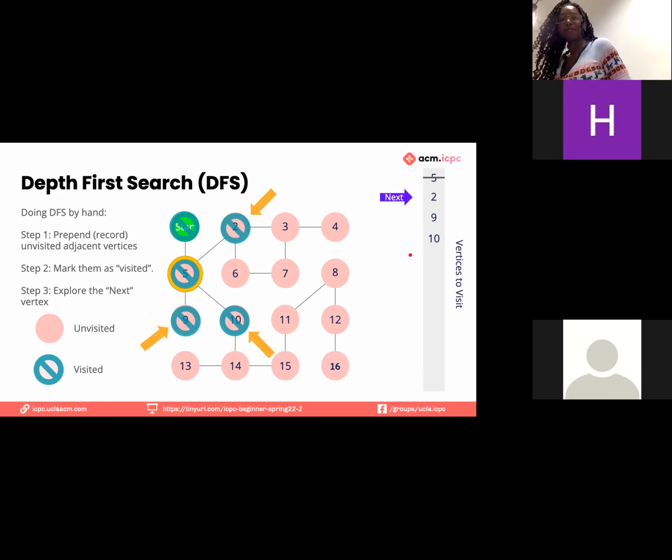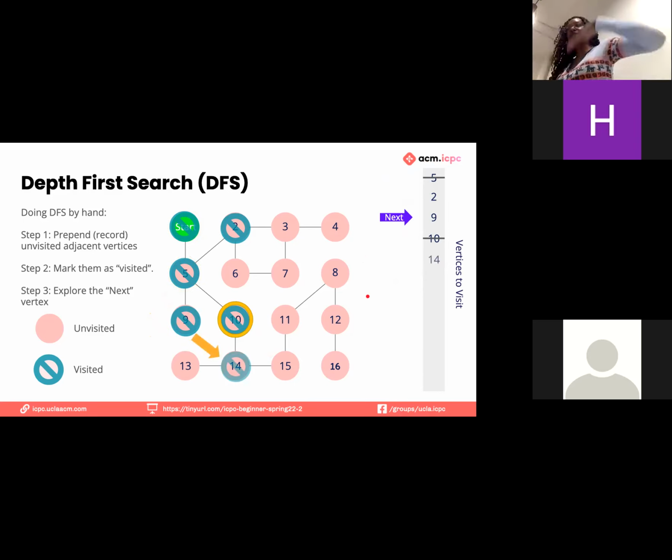But now what we're going to do is that since we looked at 10 most recently, we're going to go and look at 10 again. And we're going to say, what are 10's adjacent vertices? There we go. That would be 14. And so we're going to put 14 in. Now we know 14 exists. But we're going to be looking at 14 first because it's the most recent thing that we put in here. And so we're going to look at 14's adjacent vertices, which would be 13 and 15. And we're going to put them in our list.